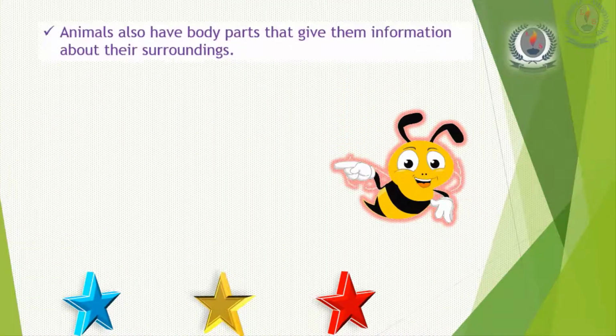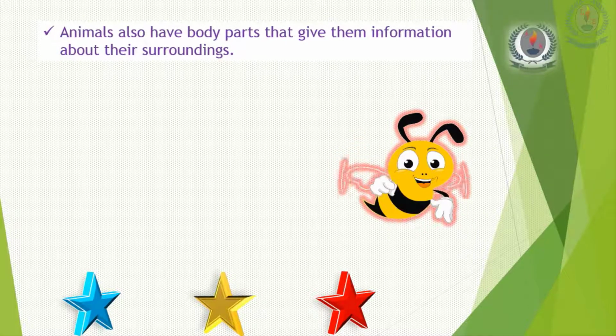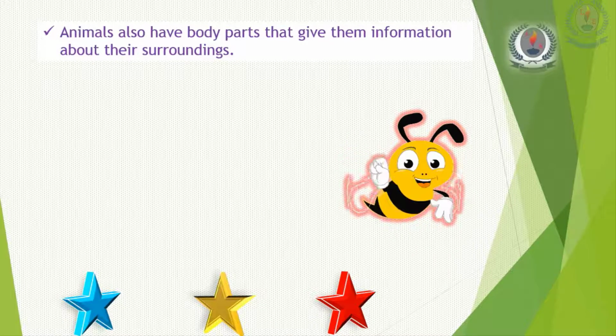Page number 44. Animals also have body parts that give them information about their surroundings. Tell me, children, animals' body parts give what? Yes, animals' body parts give them information about their surroundings.